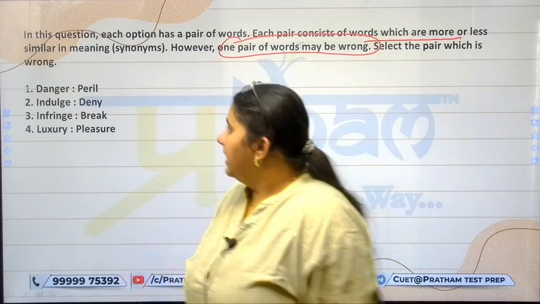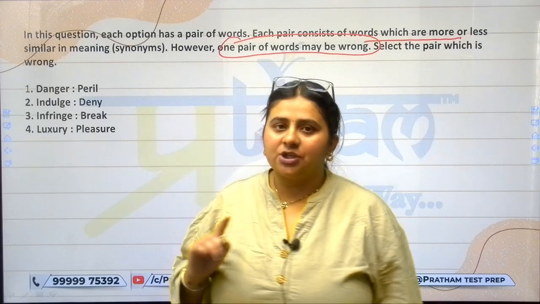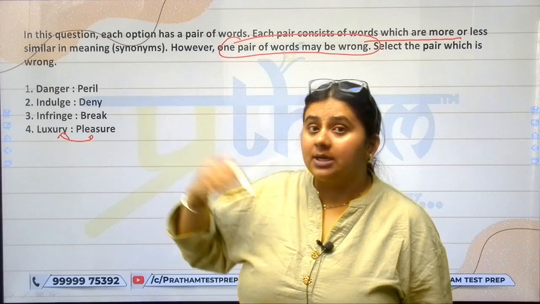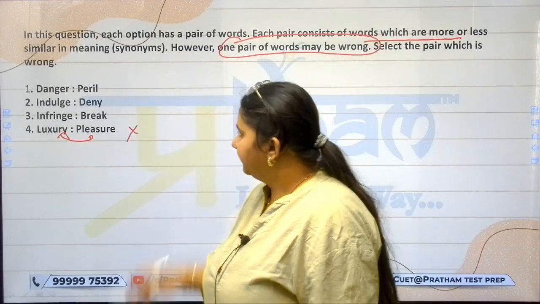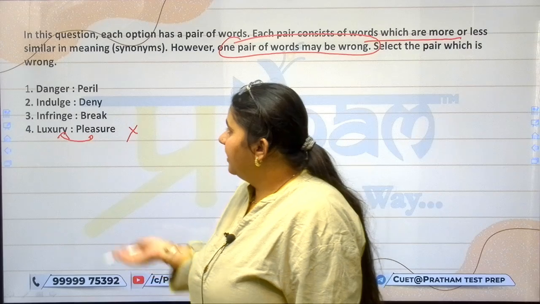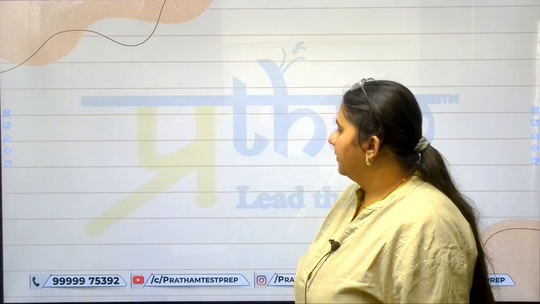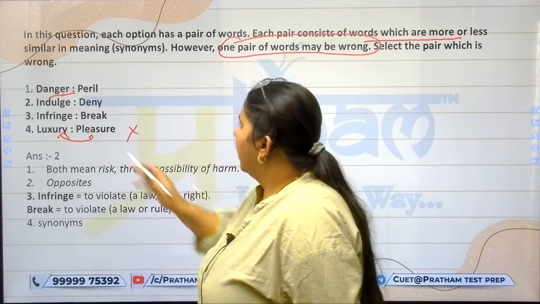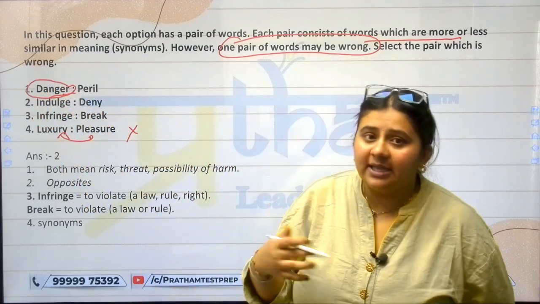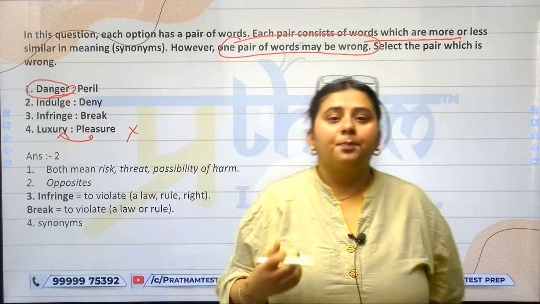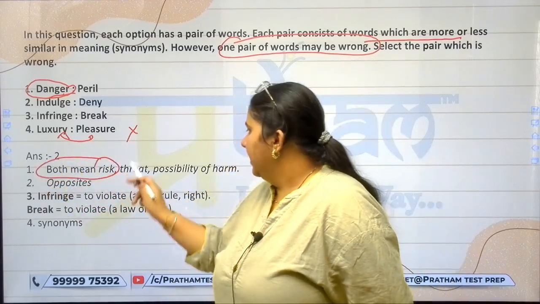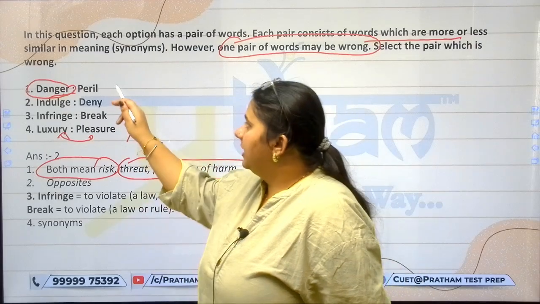Now, danger, peril, luxury and pleasure. One thing we can say, easier for us is luxury and pleasure. Luxury, pleasure, are synonyms. This will not be my answer. Now, similarly, if I talk about danger and peril, if something is in danger, you're talking about threat. Peril again is possibility of danger. So they both mean risk, threat or possibility of harm. So they will not be the answer.